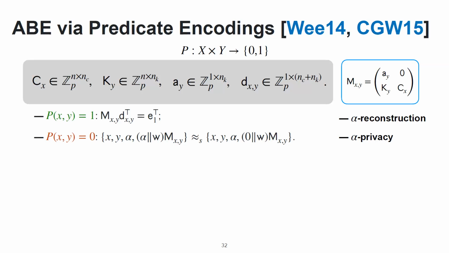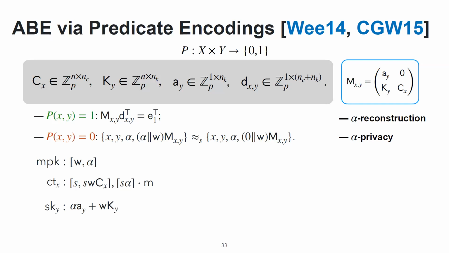The predicate encodings have these two properties. When the predicate equals 1, it satisfies alpha reconstruction. This property is usually used to provide correctness. And when the predicate equals 0, it satisfies alpha privacy. This property is usually used to assure security.